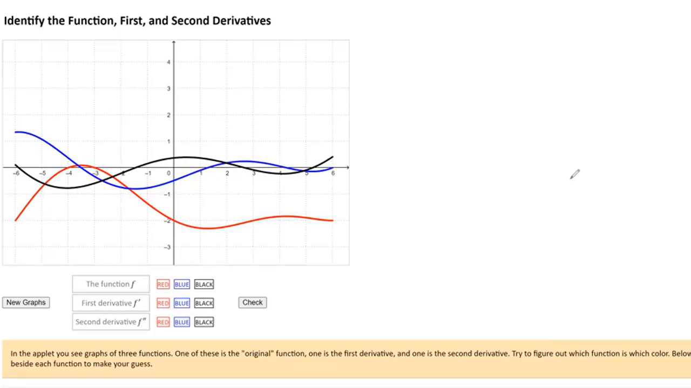So I'm just going to start with the blue line. It doesn't really matter which one I start with. I started with the blue line because I just like that it's got this minimum here, and that's 0. And then it's got a maximum right here, and that's 0. So that means that the derivative of blue is black.